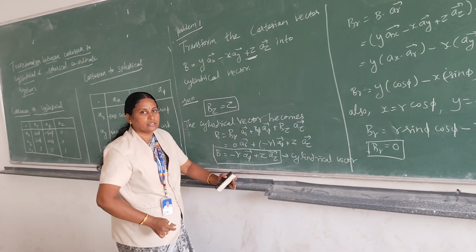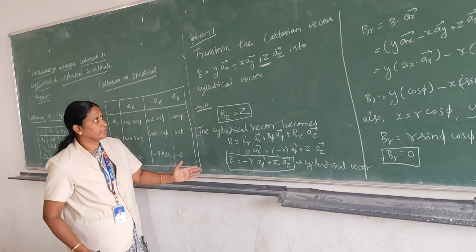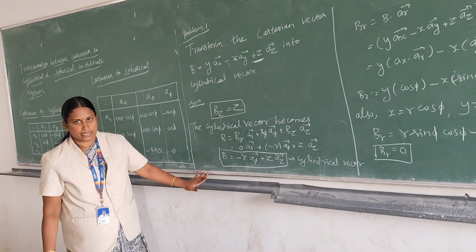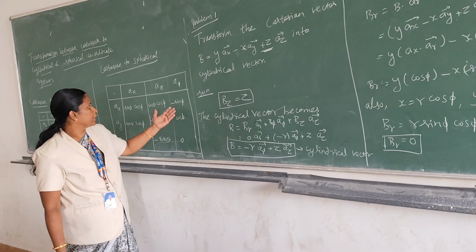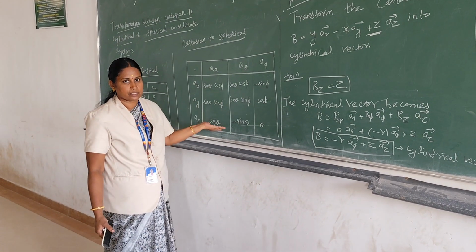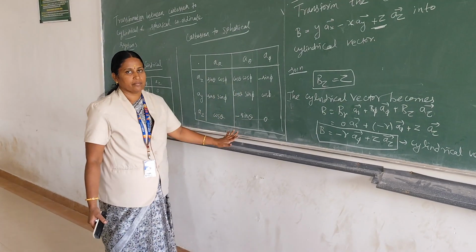Like that, for any given problem, we can transform a Cartesian vector to a cylindrical vector. In the same way, by using this tabulation, you can convert a given Cartesian vector into a spherical vector also.